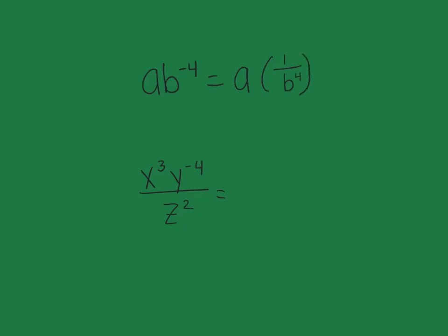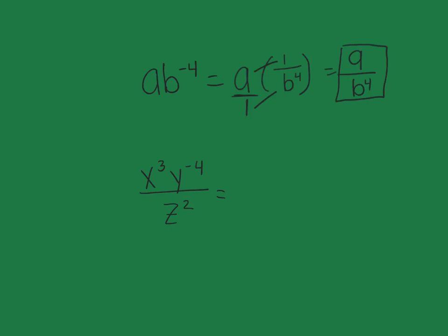We could simplify this a little bit more and put it all together as one fraction. So we're multiplying this a times the fraction. So if I'm multiplying, I can make this a fraction as well, and do a times 1 is a, divided by 1 times b to the power of 4 is b to the power of 4. So this is the final simplified answer.